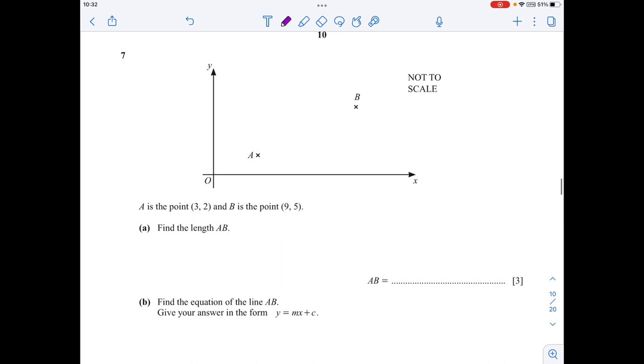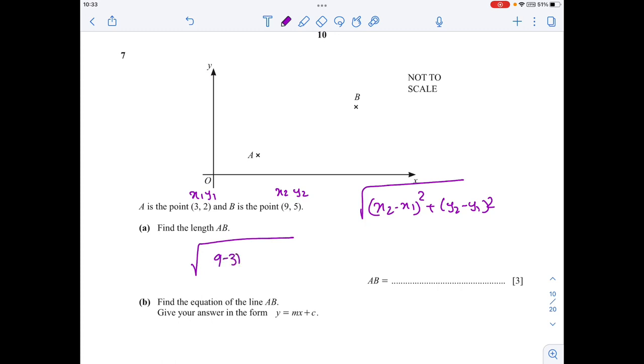Question number 7. A is the point 3, 2 and B is the point 9, 5. Find the length of AB. So very simple. This is x1, y1, x2, y2. The formula is square root of x2 minus x1 whole square plus y2 minus y1 whole square. So which is 9 minus 3 whole square plus 5 minus 2 whole square, which is 6 square plus 3 square. That becomes 6.71.